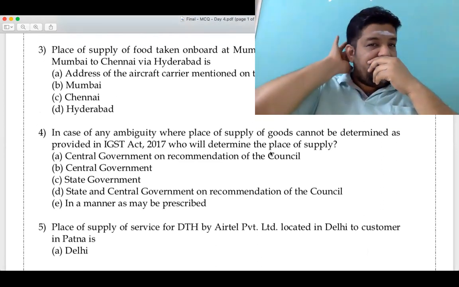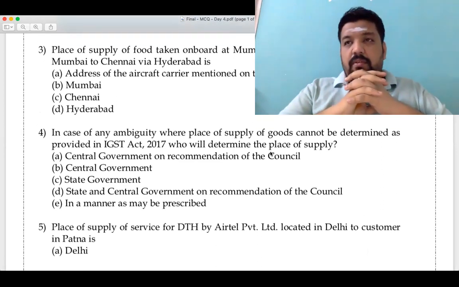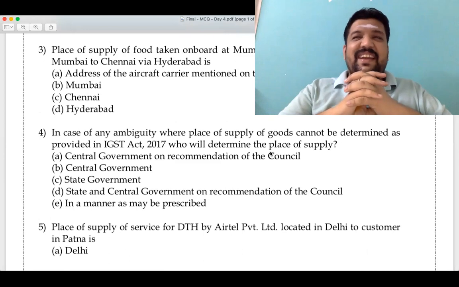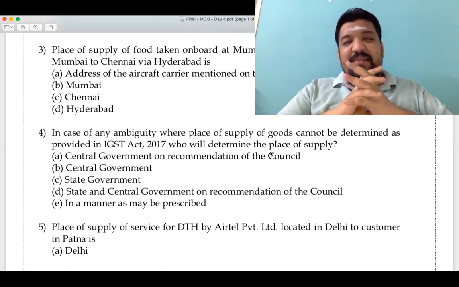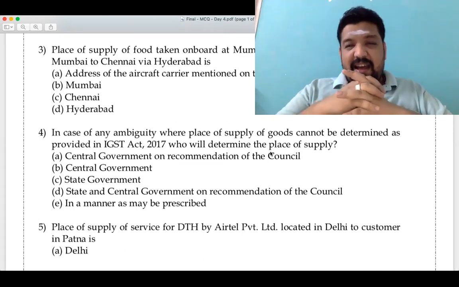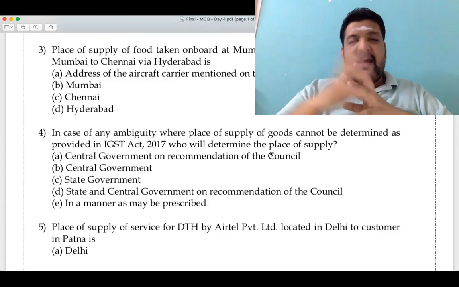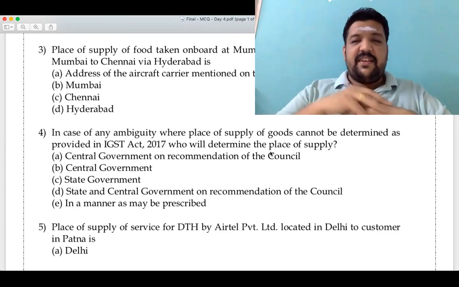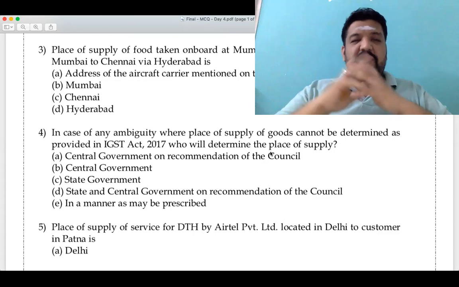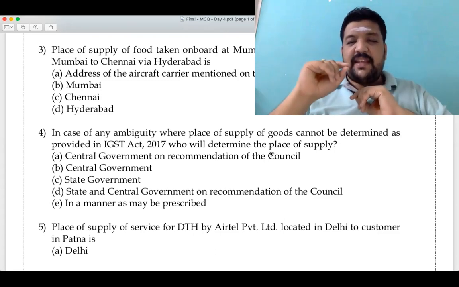Third MCQ. Place of supply of food taken on board at Mumbai for an aircraft departing from Mumbai to Chennai via Hyderabad. Address of the aircraft carrier mentioned in the invoice of the supplier. Mumbai, Chennai, Hyderabad.